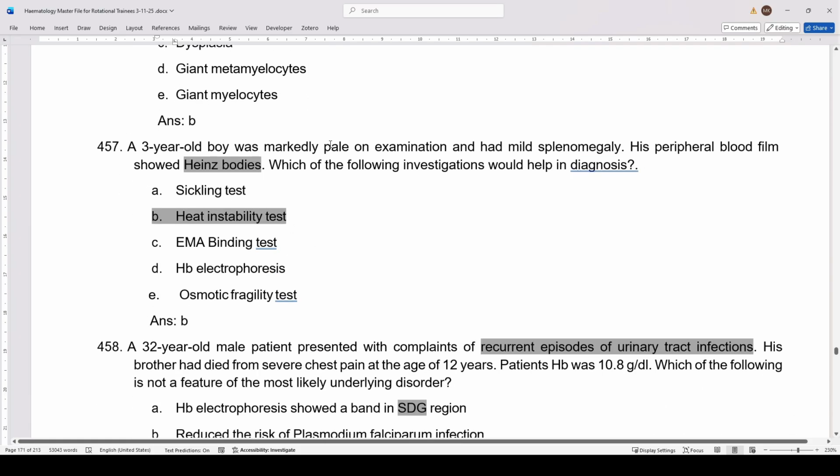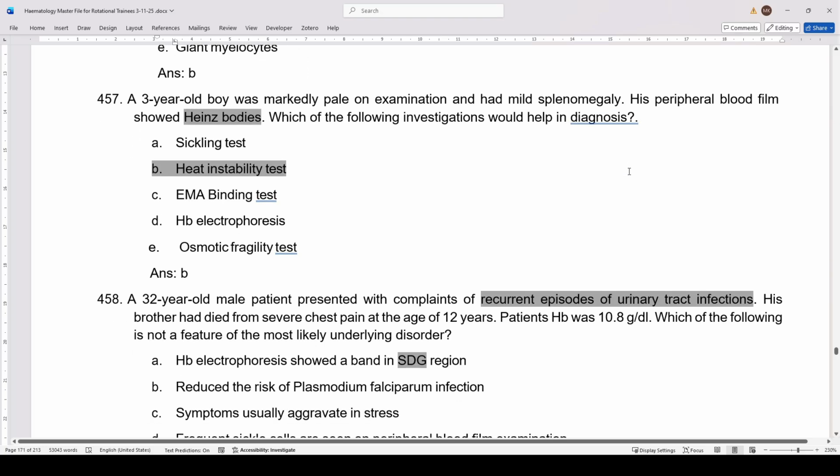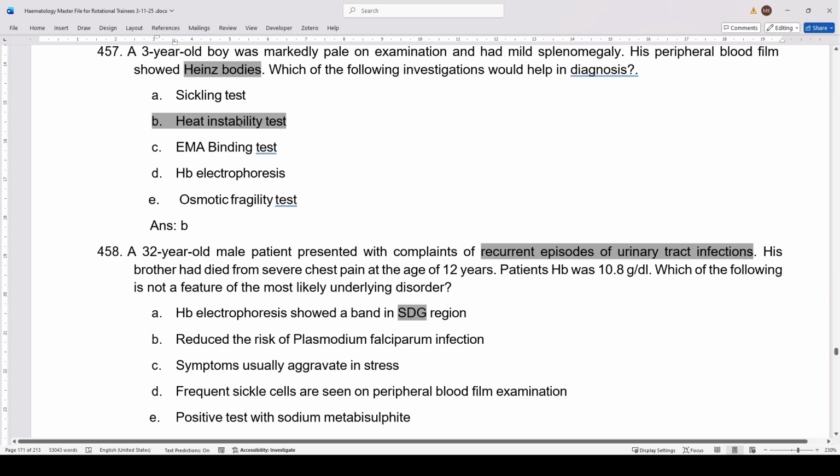A 3-year-old boy was markedly pale on examination and had mild splenomegaly. His peripheral film showed Heinz bodies. Which of the following investigations would help in the diagnosis? Okay, so for Heinz bodies, we do the heat instability test.